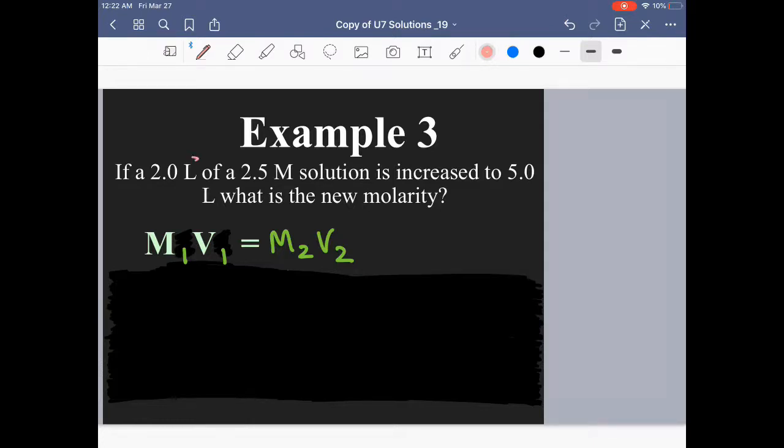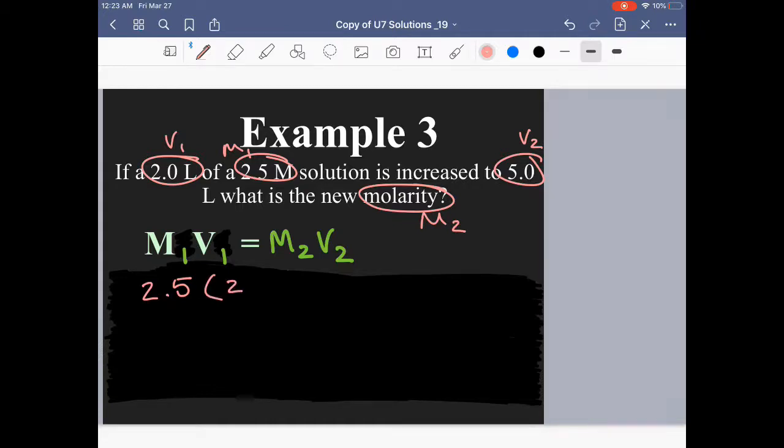If 2 liters of this 2.5 molar solution, so V1, M1, is increased to 5 liters, there's V2, what is our new M2? All right, so again, here is our equation. And all you're going to do, now that you've identified your variables, is plug those into your equation. So for M1, I have 2.5 times V1 of 2 equals my M2 V2.